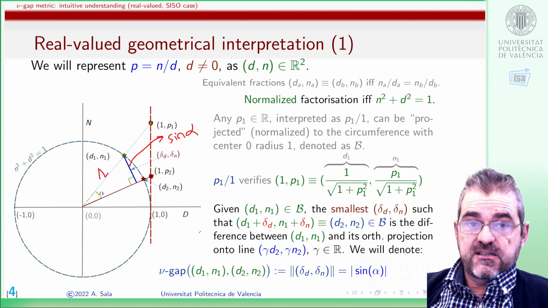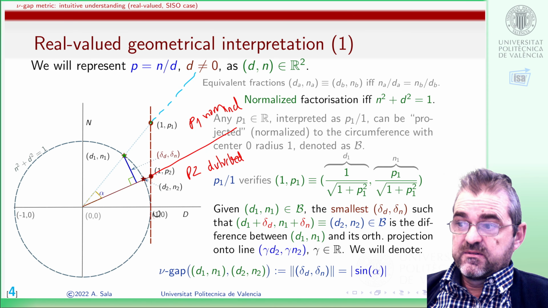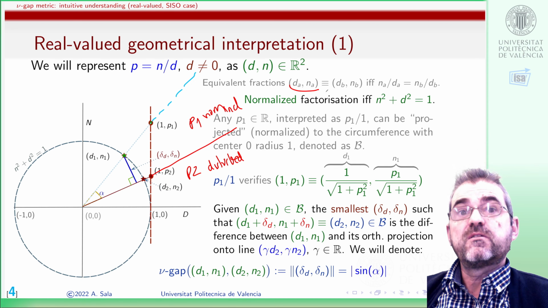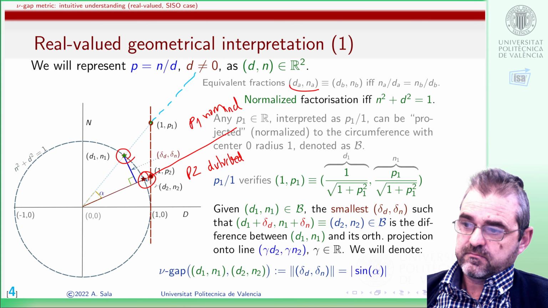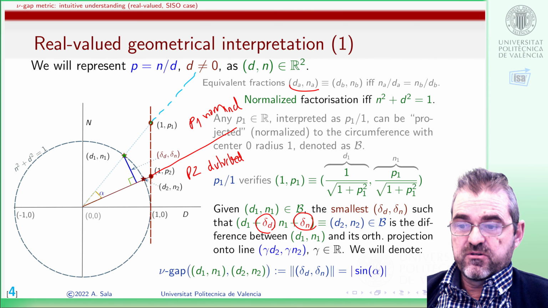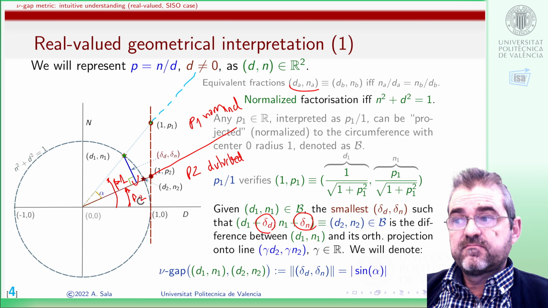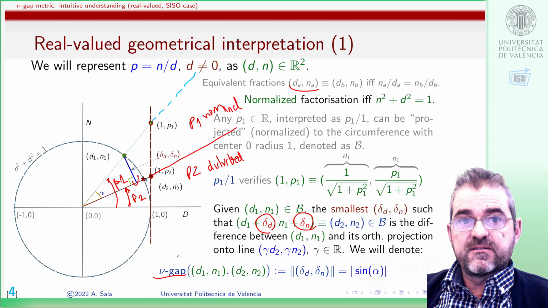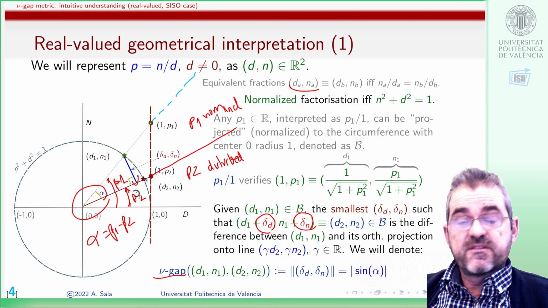So this is it. Let us summarize to conclude. Any real number can be understood as a line whose slope is the real number and the actual components are numerator and denominator of equivalent fractions. The normalized representation is the intersection of that line with the unit circumference, and the norm of the minimum deviation that converts P1 into P2 is the sine of the angle between the two lines. So the actual number represented is the tangent of the angle of each of the lines, and the nu gap, the normalized coprime factor uncertainty associated to the difference between P1 and P2, is the sine of the angular difference between the lines.